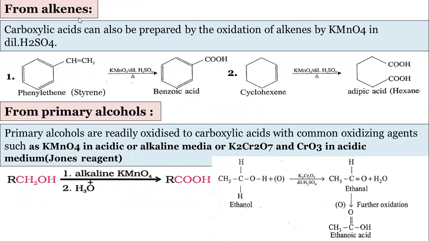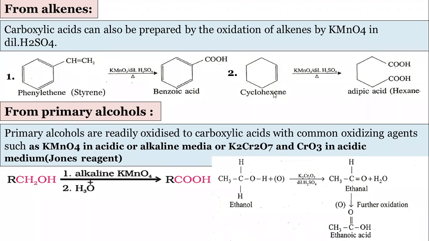Then from alkenes, carboxylic acids can be prepared by the oxidation of alkenes by KMnO4 and dilute H2SO4. You can use any oxidizing agent here. If KMnO4 is not available, you can use CrO3, you can use copper. But an oxidation reaction takes place here. This is styrene. Another name is phenylethene. This is a phenyl and this is an ethene group. This is also called styrene. We get benzoic acid directly, meaning this CH double bond CH2 gets oxidized.